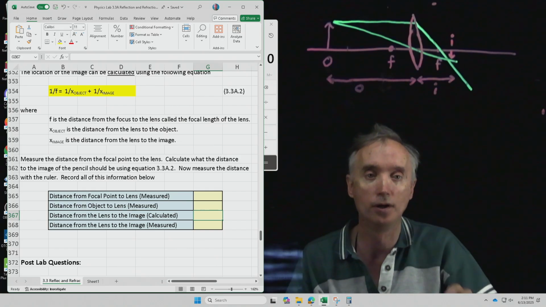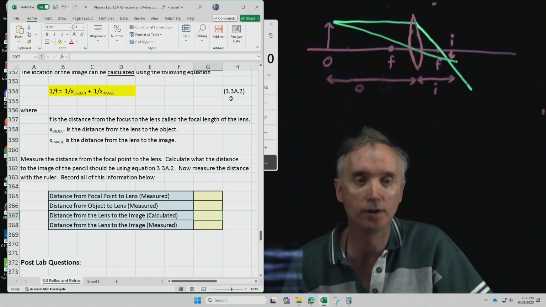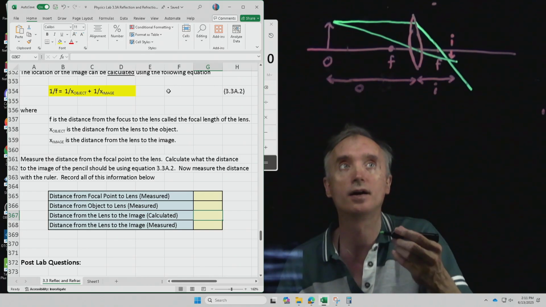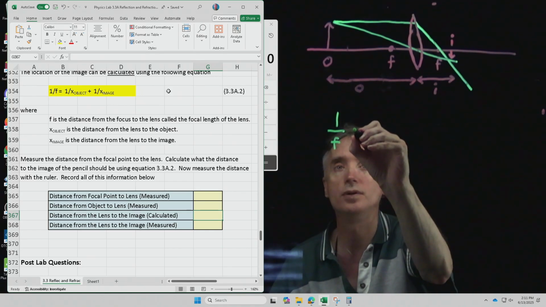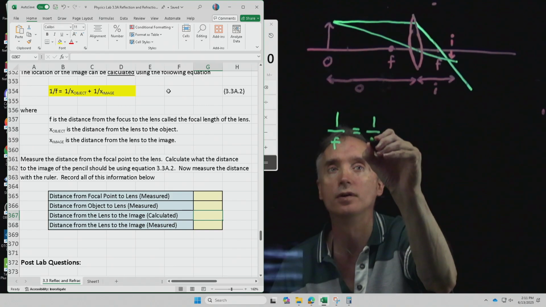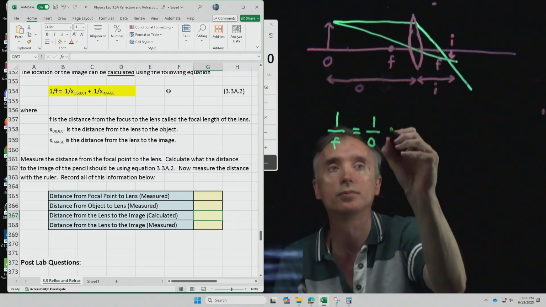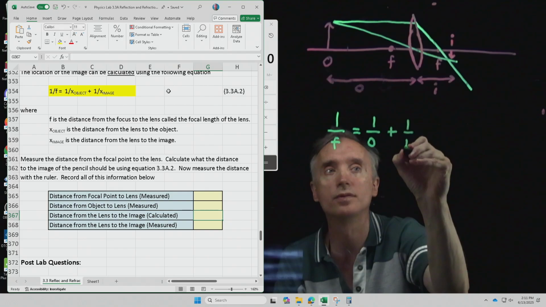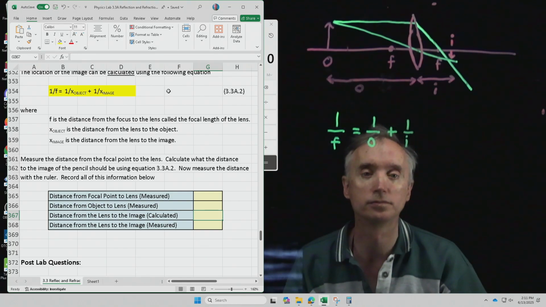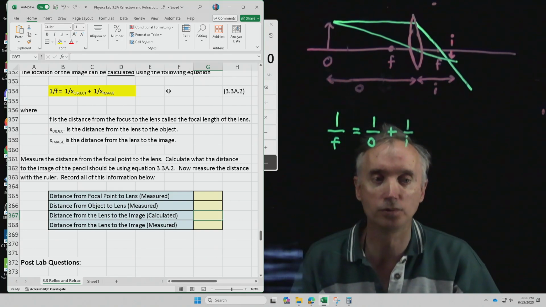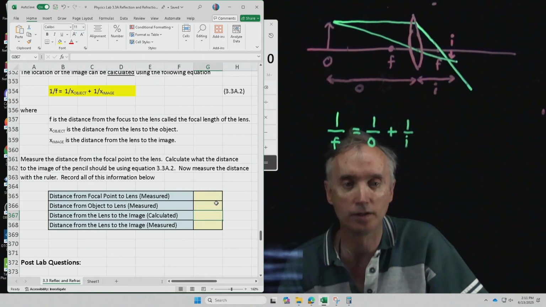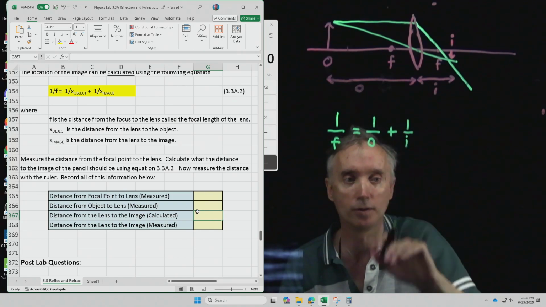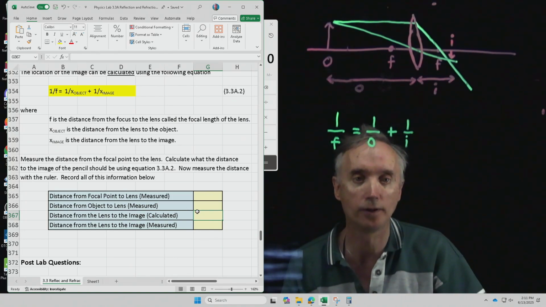In order to do that, we're going to use equation 3.3a.2. So we have this equation here, which says 1 over the focal length is equal to 1 over the distance to the object plus 1 over the distance to the image. Now I want to do a sample question for you, and then you're going to take the numbers that you got in here and plug them into the formula. But I just want to show you how to use the formula.